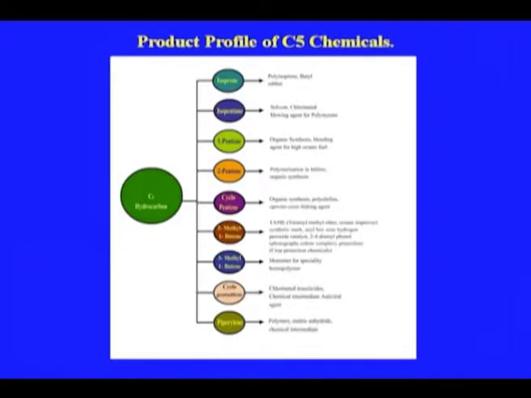This is the complete list of the C5 hydrocarbons. Already I discussed what the various products we are getting from the isoprene, and these are the major products derived from these hydrocarbons, which we are getting from the C5 stream.